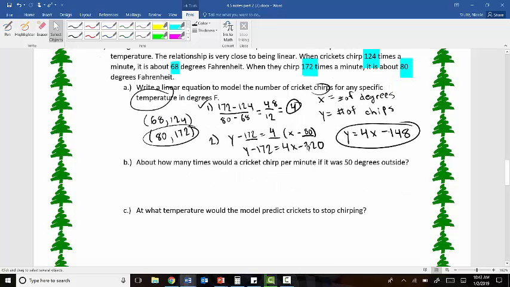So when you distribute, you get 320. When you add 172, you get 4x minus 148. So there's your linear equation. That's what you're going to use to answer the follow-ups.